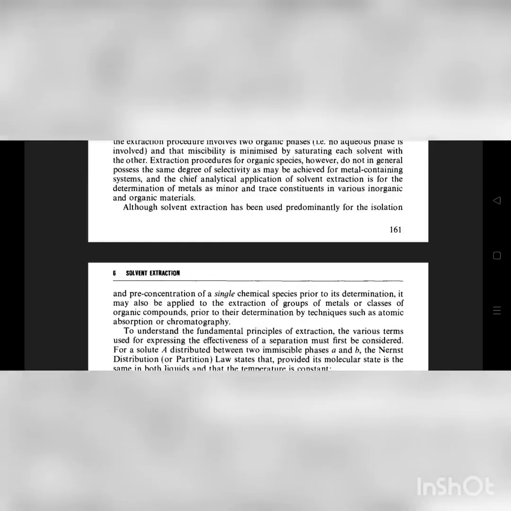Cyanides raise the pH 1/2 values of mercury, copper, zinc and cadmium in dithizone extraction with carbon tetrachloride. That's all about this solvent extraction.